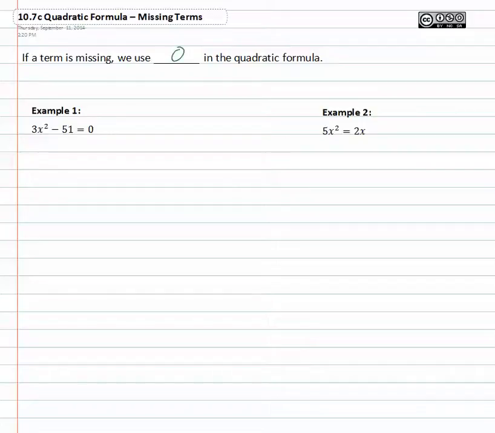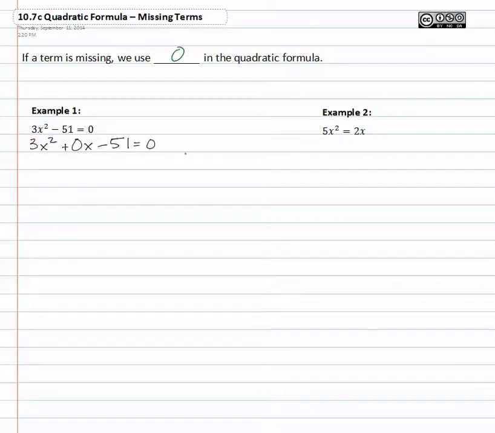Let's take a look at example 1. Notice that it is set equal to 0. It has a leading term that is to the second power. So we could write it as 3x squared plus 0x minus 51 equals 0.